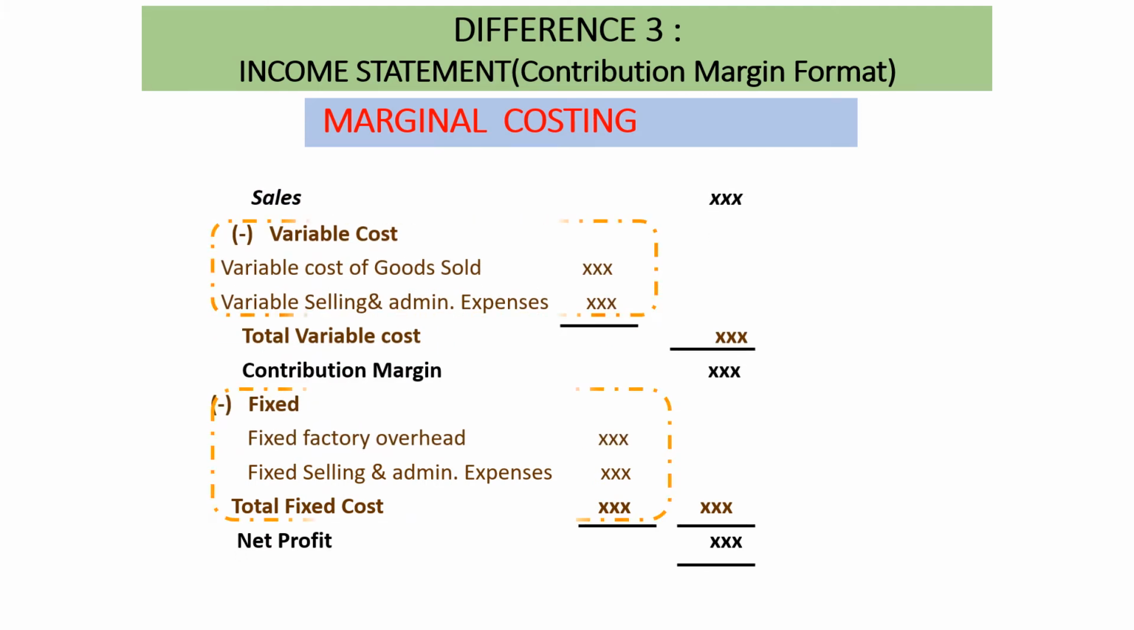Illustration for income statement under marginal costing, which is the contribution margin format. Sales minus all variable costs incurred, which include variable cost of goods sold and variable selling and administration expenses, gives us the contribution margin. Then minus all fixed costs, which include fixed factory overhead and fixed selling and administration expenses, to get net profit. The internal financial statements use the contribution margin income statement format with a focus on contribution margin.